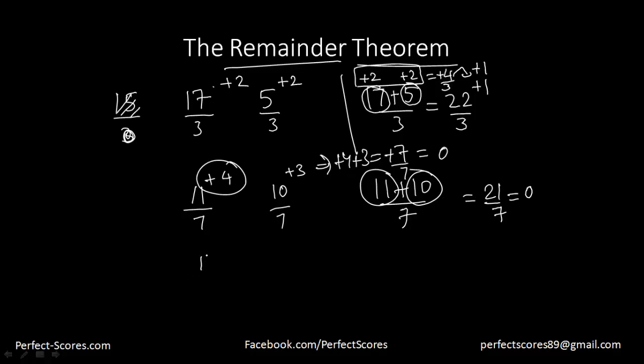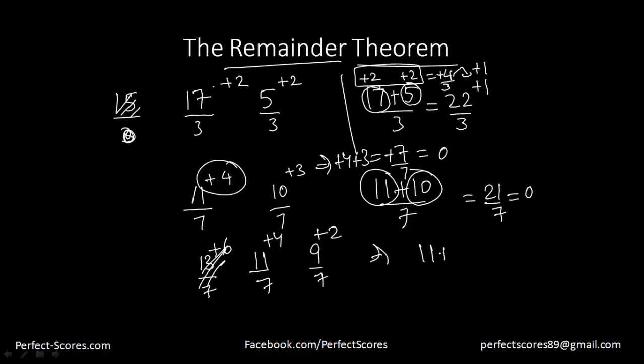Let's say another example is 13 divided by 7. The remainder is plus 6, right? And let's not take plus 6. Let's say 11 divided by 7, the remainder is plus 4. And 9 divided by 7, the remainder is plus 2, right?